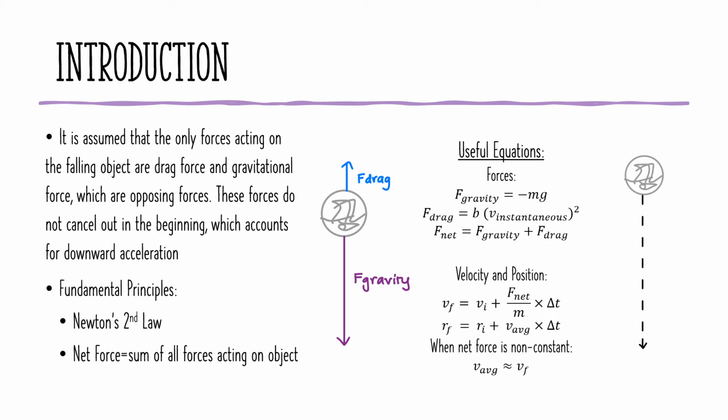There are two fundamental principles that we will be analyzing: Newton's second law and net force. Net force is equal to the sum of all the forces acting on the object. And Newton's second law states that force is equal to mass times acceleration, which means that if force is not equal to zero, then there must be some acceleration for the object. Here are some useful equations that we will be utilizing in our experiment. It's important to note that the drag force is equal to the velocity squared times the proportionality constant.